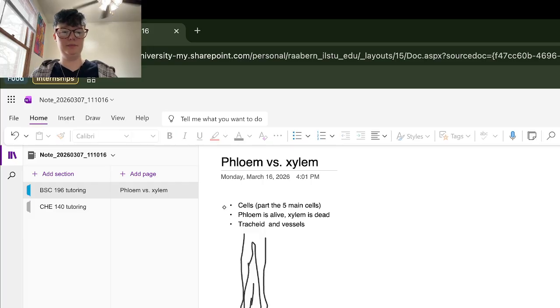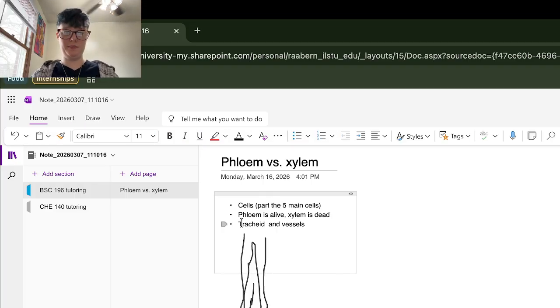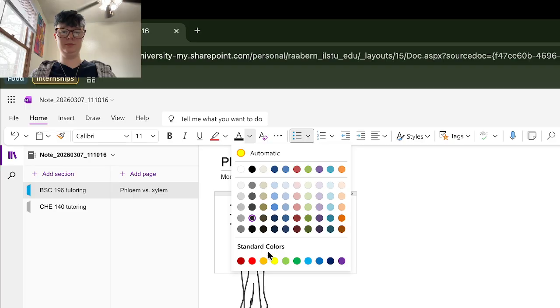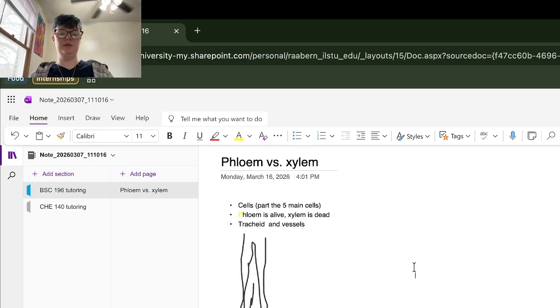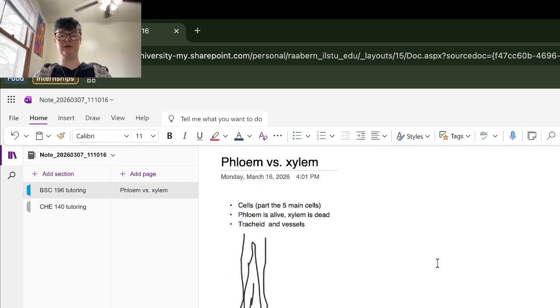let me go back to, that didn't work. There we go. So go back to what phloem starts with. It starts with a P. Oh, you cannot see that apparently if I do it in yellow. Try that again. There we go.